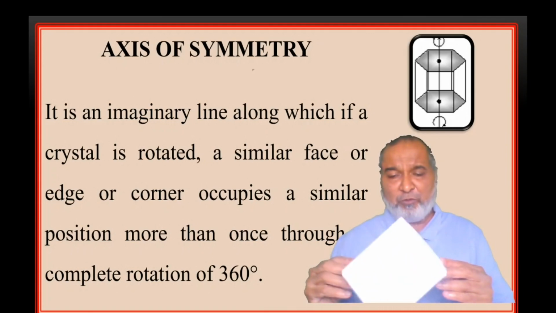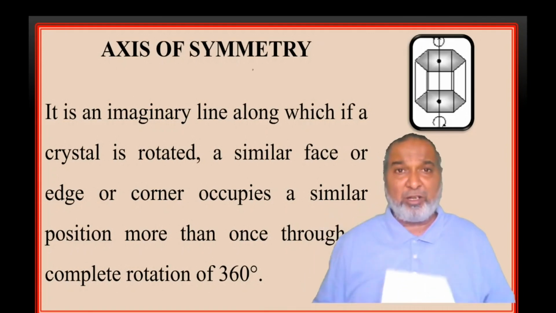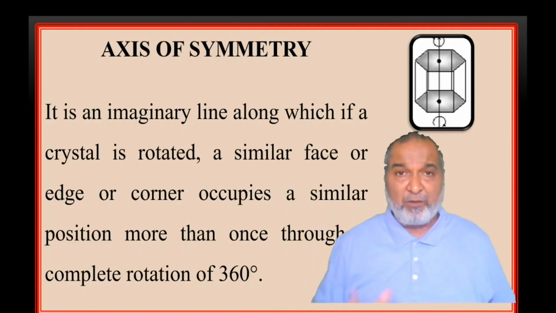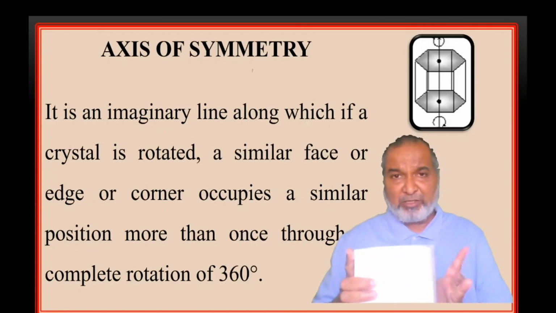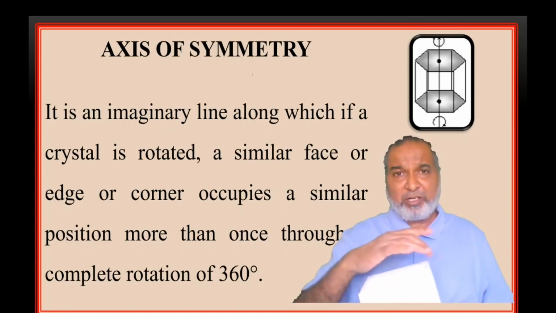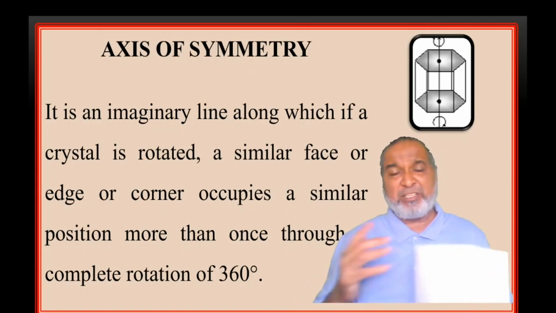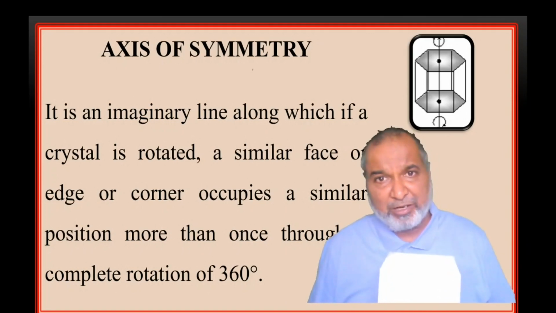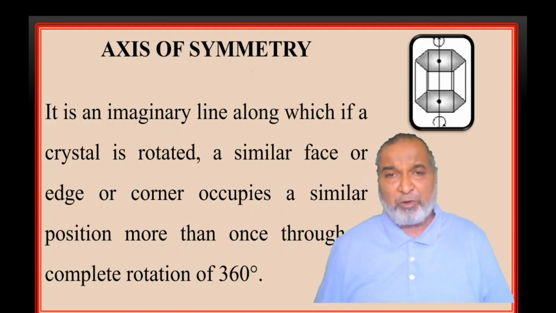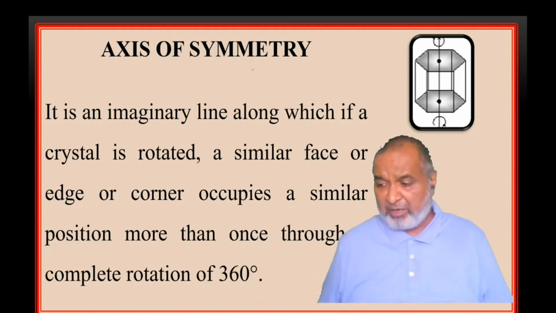So 1 of 2-fold, 1 of 2-fold is there. So in total we'll get 6 of 2-fold. So 3 of 4-fold along the center of the face, 4 of 3-fold along the corners, and 6 of 2-fold symmetry along the edges. So that is what we have for the cubic system model. Come to the next one.